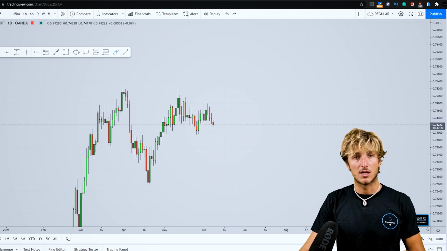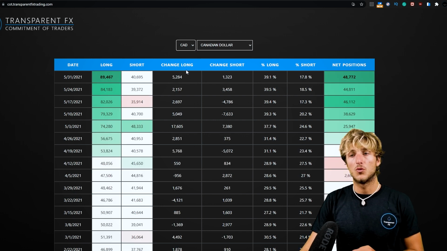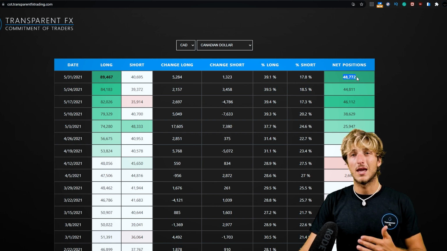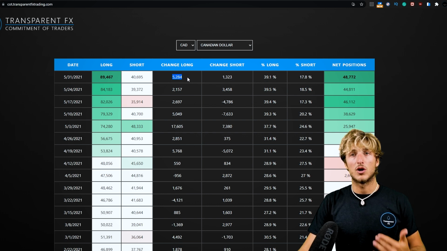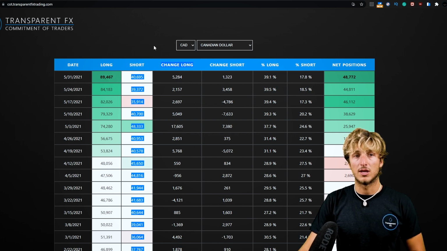Now, if we go and see what we have from a COT perspective, so commitment of traders, which is what hedge funds are doing in the market, what we can see is that lately net positions have been increasing. In fact, we went from having 2.4k net positions all the way up to 48.7k net positions with 5.2k longs added with the last report. So the CAD is getting quite strong with 89k longs and only 40k shorts.